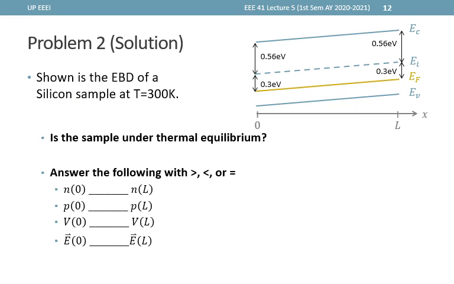So first, is the sample under thermal equilibrium? Note that in the given, nothing was mentioned about the material being in thermal equilibrium. However, we know that for a material in thermal equilibrium, the Fermi level must be flat. However, in this case, EF is increasing upwards and is not flat, and therefore the material must not be in thermal equilibrium. So the answer is no.